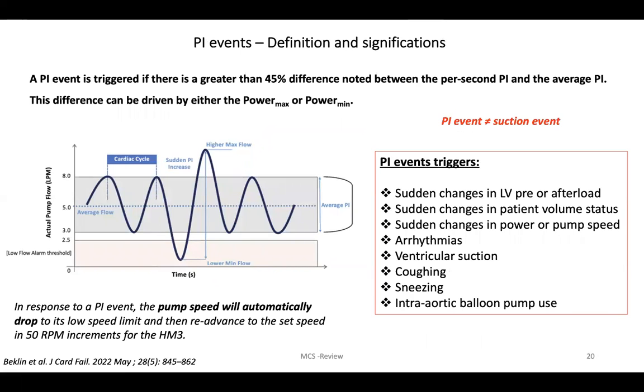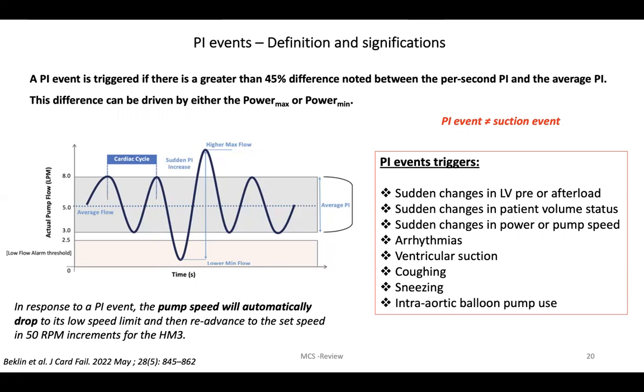Now another important idea is a PI event. What is this? First, usually we misunderstand and associate a PI event with a suction event. It's not exactly the same. A suction event can trigger a PI event, but they are not the same.